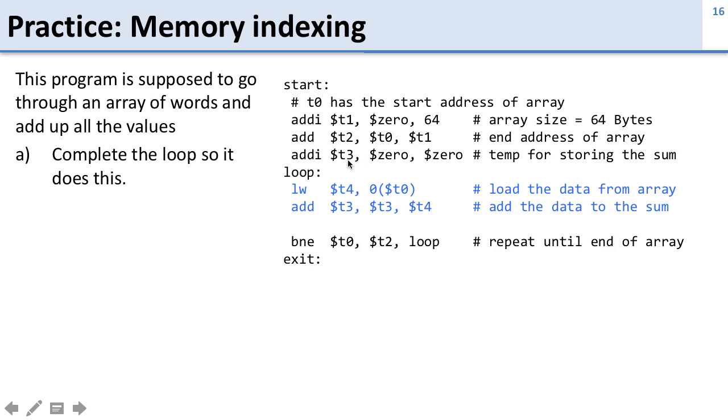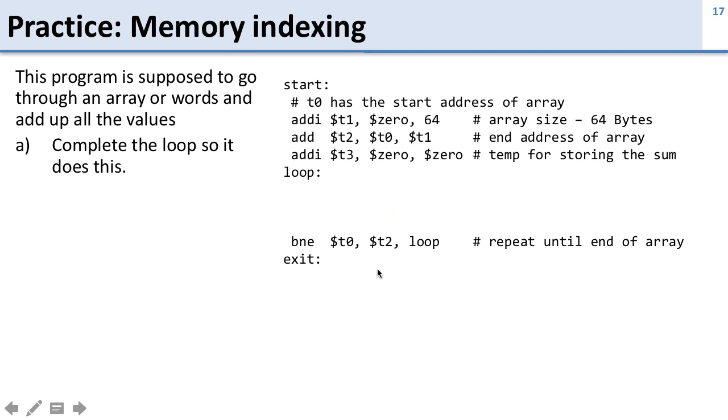So T3 is storing all the values we have so far, our sum. We're going to load T0 into T4 and add it to T3. So now we've summed it up. And then finally, now we need to go on to the next word. So we're going to increment T0 by 4. And then we check to see if T0 is at the end. If it is, we're done. Otherwise, we continue around the loop. So this is the code to make the loop work.